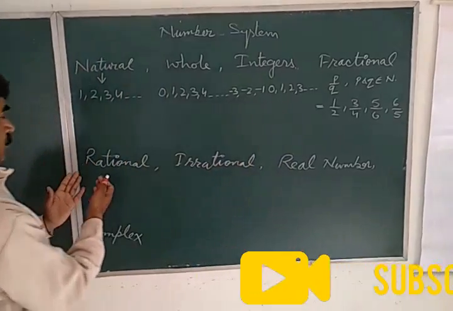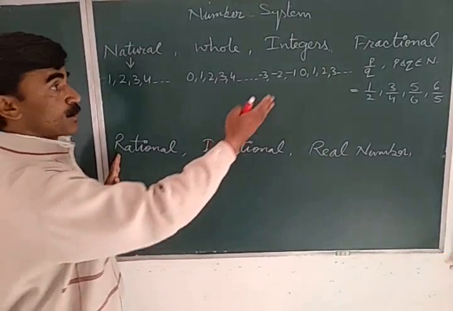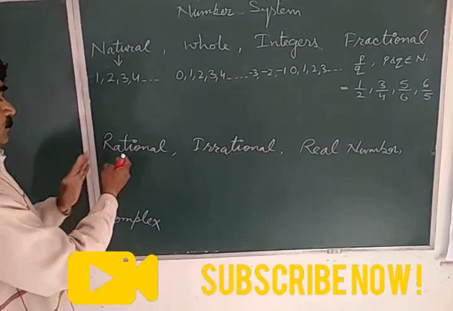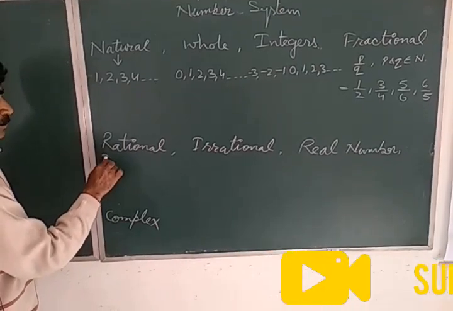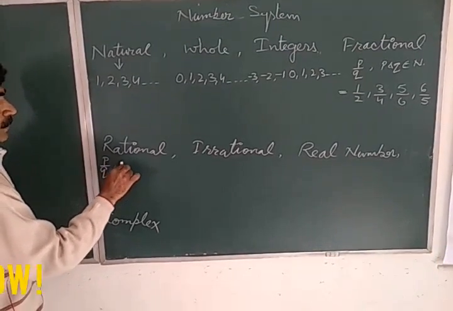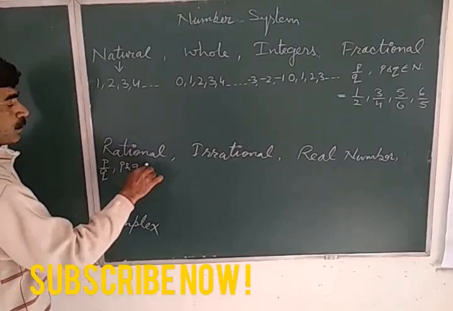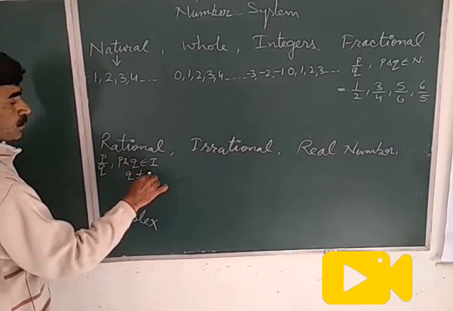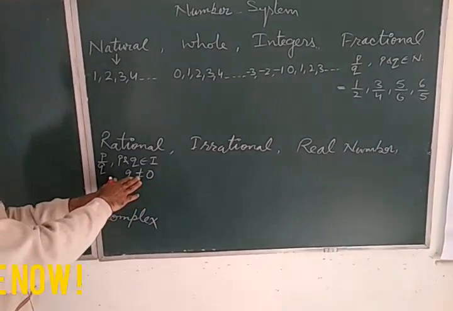Then what are rational numbers? There may be some confusion between fractional and rational numbers for some students. So let us clear this confusion. In rational numbers, you have to write P upon Q, where P and Q belong to integers and Q should not equal 0. This is for definition purposes.